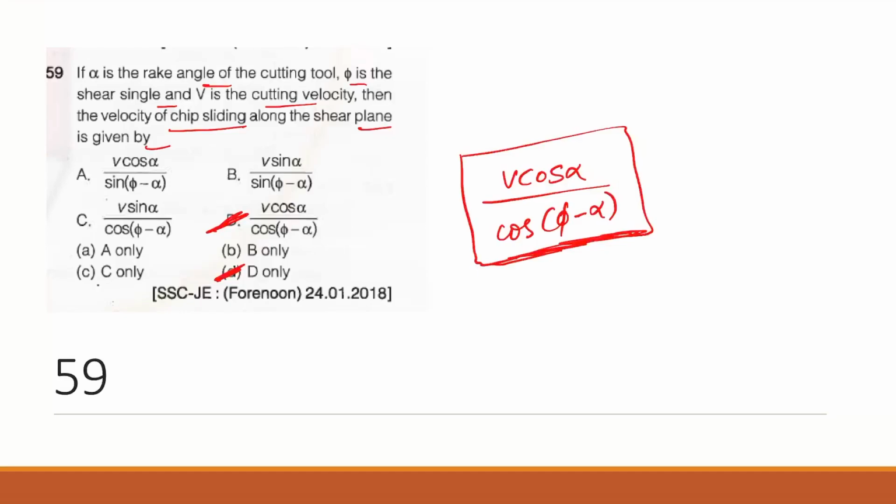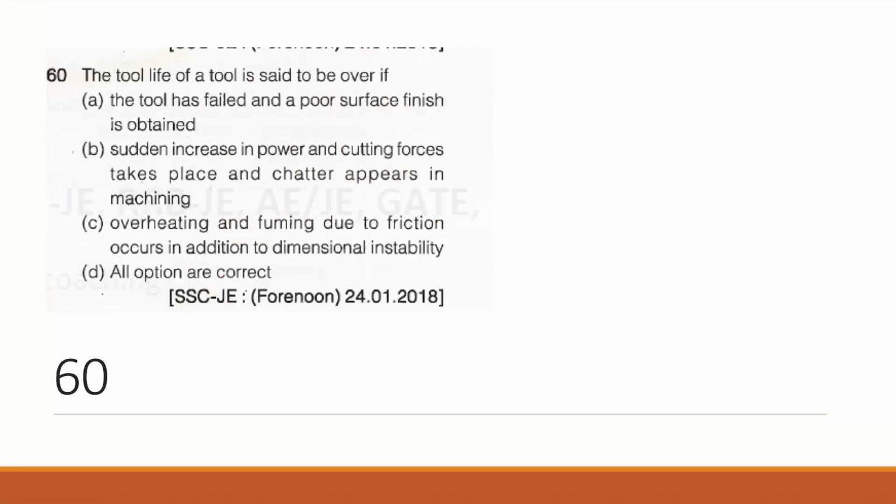Now the question number 60. The tool life of the tool is said to be over if the tool has failed, poor surface finish is obtained, sudden increase in the power and cutting forces takes place, and chatter appears in the machining, overheating and fuming due to friction occurs in addition to dimensional instability, and the last option is all options are correct. The correct answer is D, all options are correct.